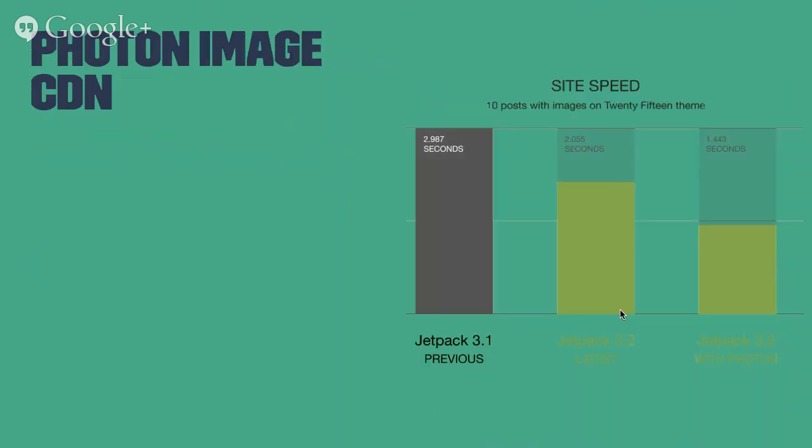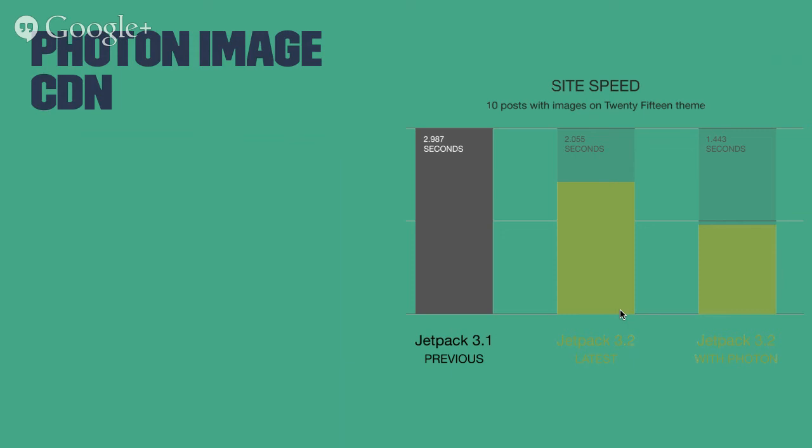Another thing that's built into Jetpack is called Photon, and this is basically an image CDN, and CDN stands for Content Delivery Network. And the graphic's kind of hard to see on this green, but basically with Jetpack 3.1, it took about 2.98 seconds, almost 3 seconds, for 10 posts with images on a 2015 theme. With the newer version of Jetpack 3.2, we're actually up to 3.3 now as we're doing this webinar today, it was down to 2 seconds. And then if you have Photon turned on in Jetpack 3.2, then basically you're down to 1.5 seconds, over half the time of a page load is actually cut down.